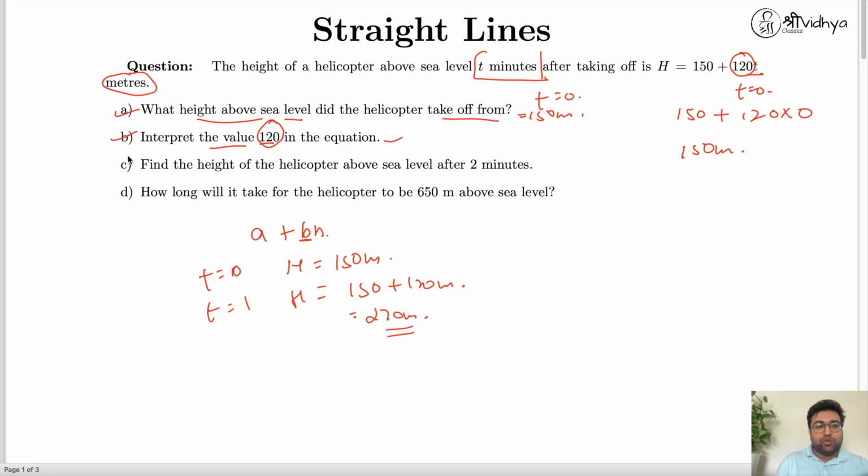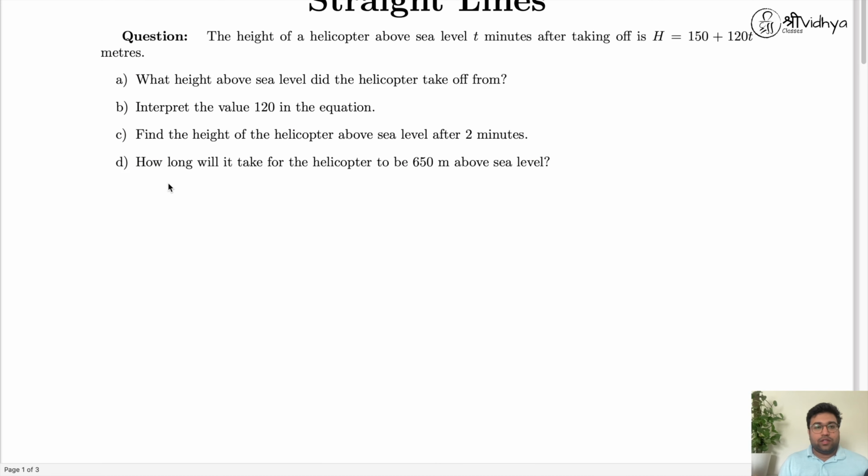So now let us move to part C. Find the height of the helicopter above the sea level after 2 minutes. So clearly they are telling us that t is equal to 2, and we can insert the value of t here in this equation. So what do we get? h is equal to 150 plus 120 into 2, that is 150 plus 240, and that is equal to 390 meters.